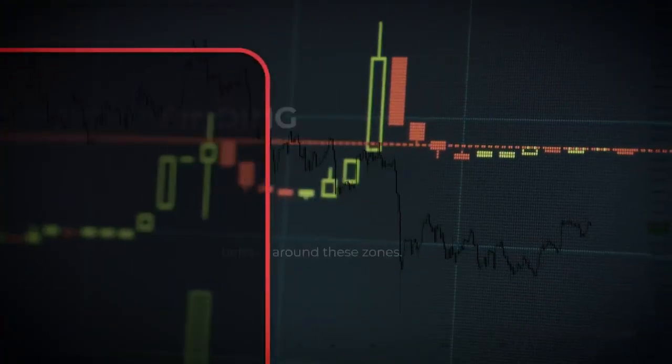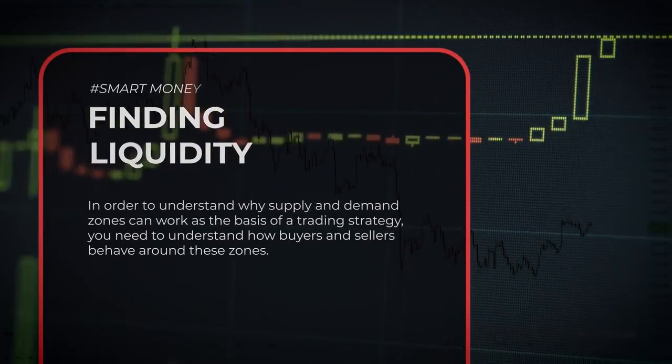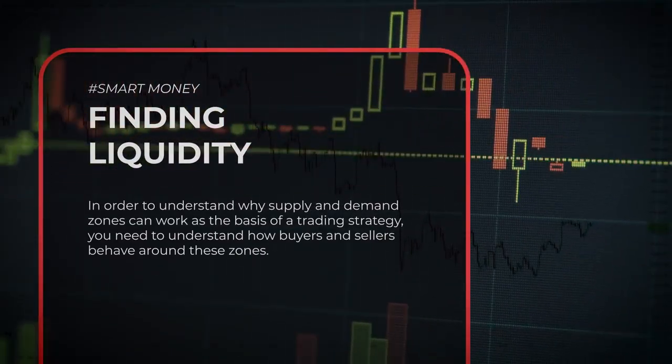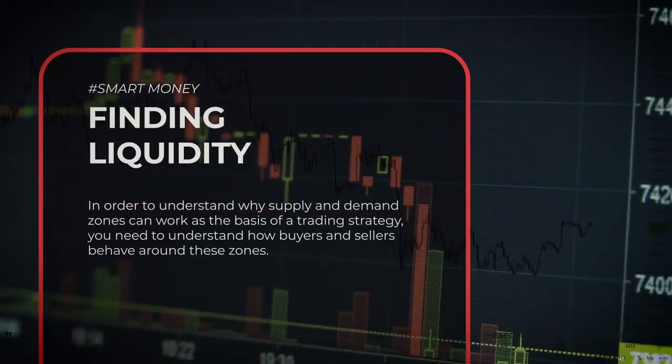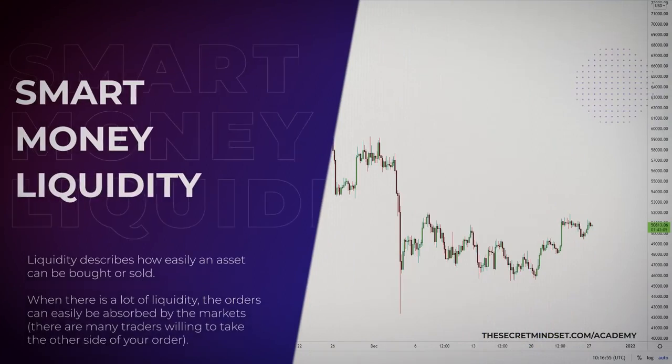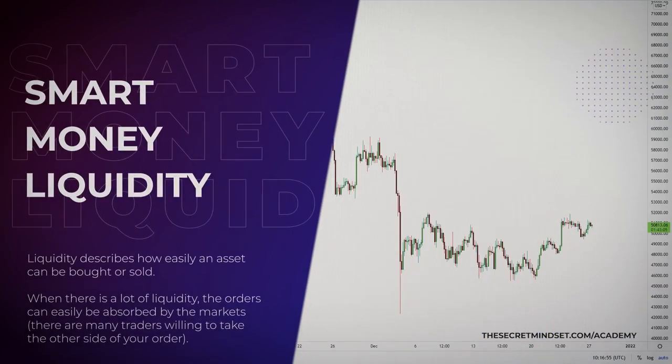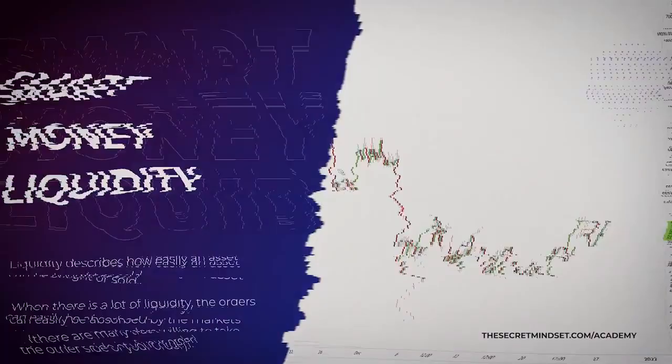In order to understand why supply and demand zones can work as the basis of a trading strategy, you need to understand how buyers and sellers behave around the zones. A lot of this comes down to finding liquidity. Liquidity describes how easily an asset can be bought or sold. Where there is a lot of liquidity, we say that the orders can easily be absorbed by the markets. It means that there are many traders willing to take the other side of your order.